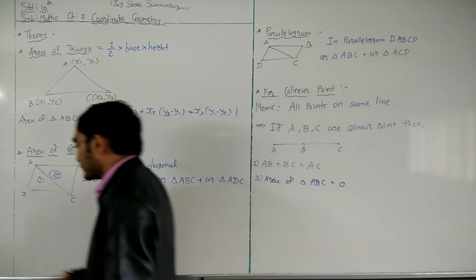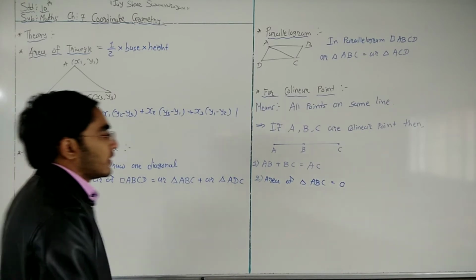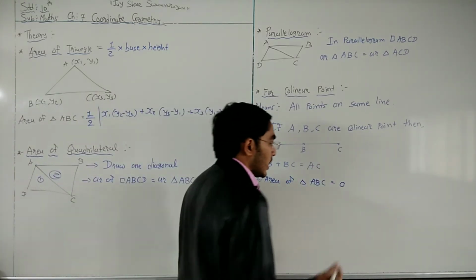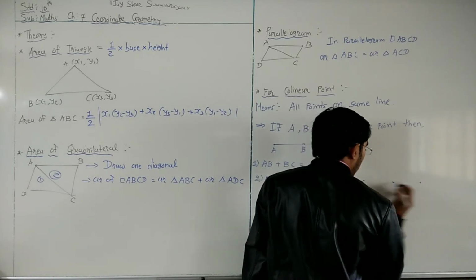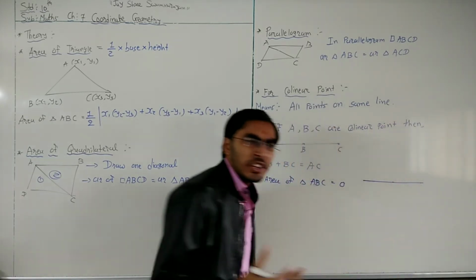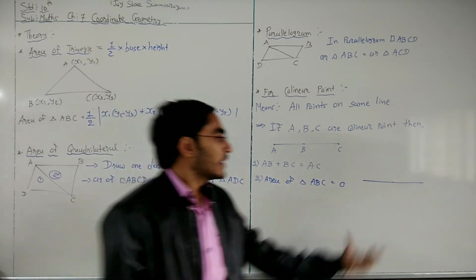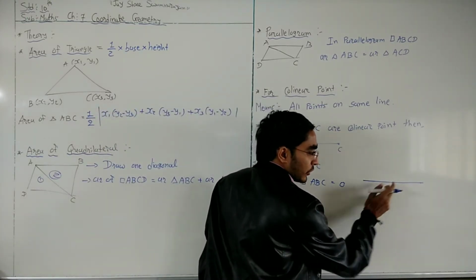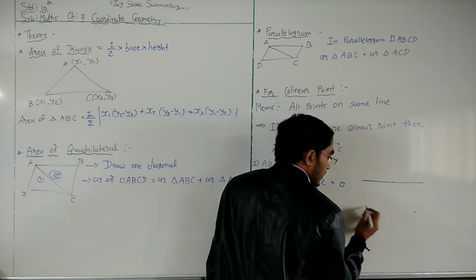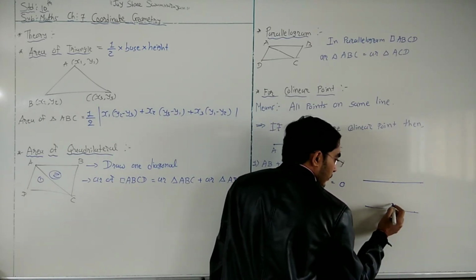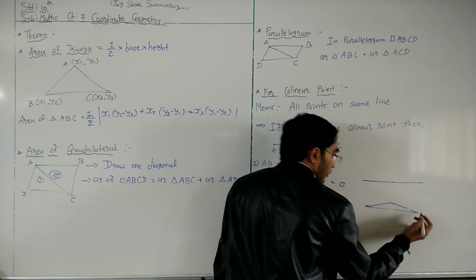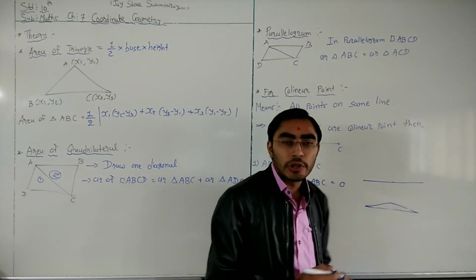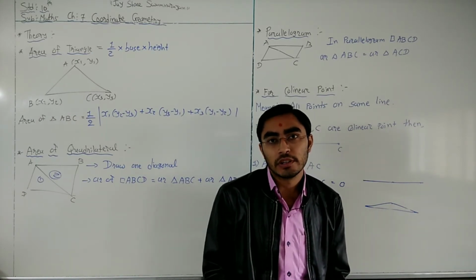So in the second way, the area of triangle ABC is 0, because if 3 points are collinear, it doesn't form a triangle, right? It cannot form a triangle unless the third point does not lie on this line. If the third point is here, then definitely it forms a triangle.